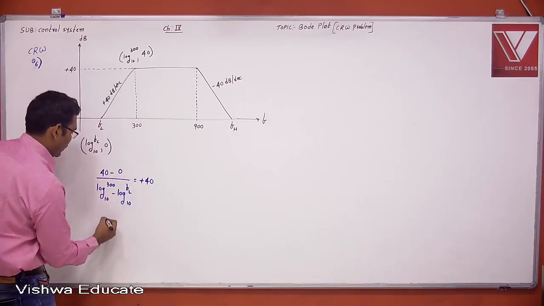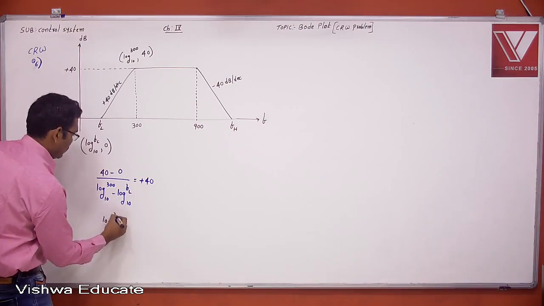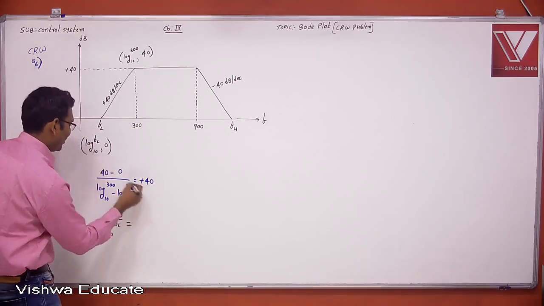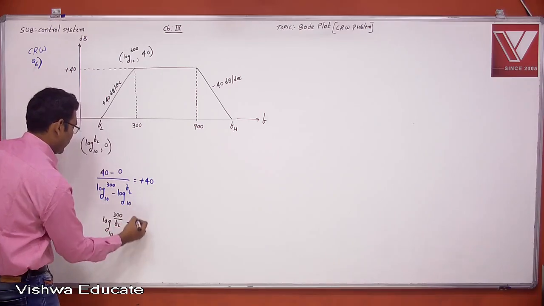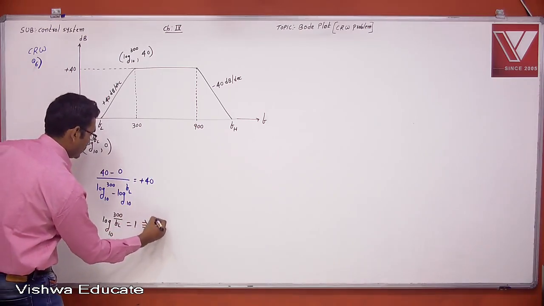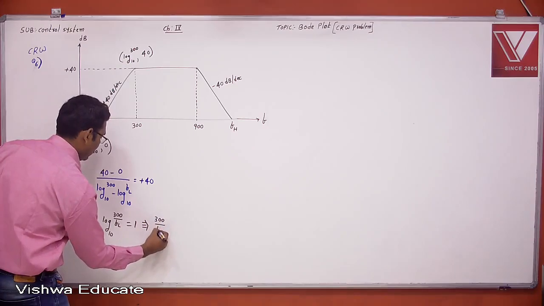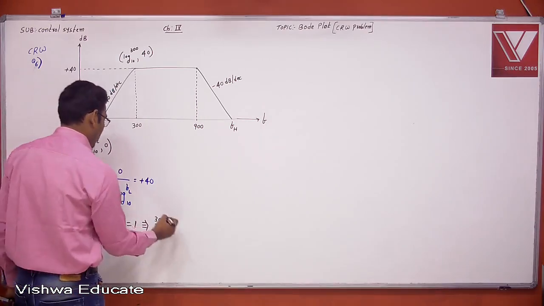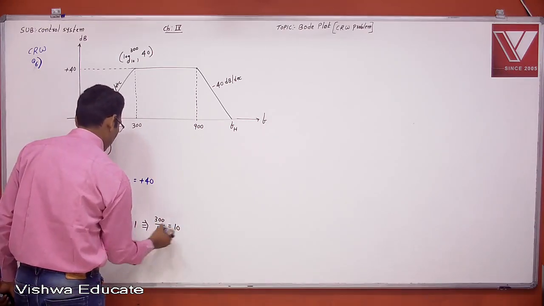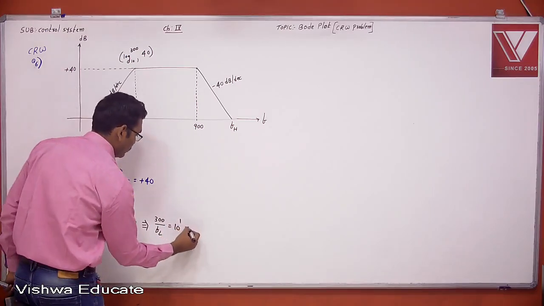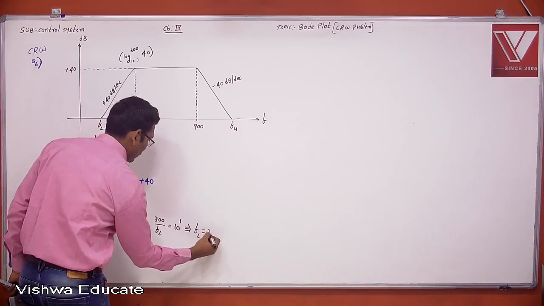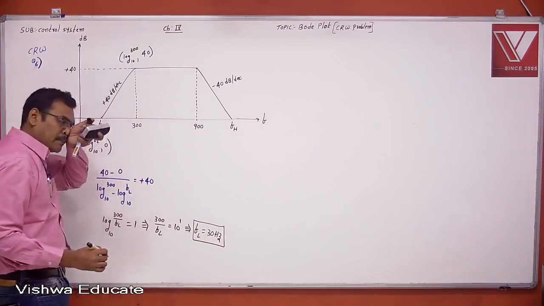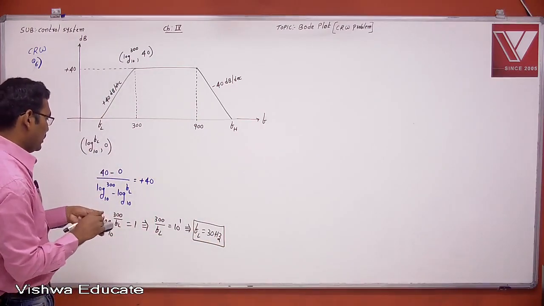Therefore 40 cancels. Log 300 by FL is equal to 1, so 300 by FL is equal to 10 power 1. So FL is equal to 30 hertz.